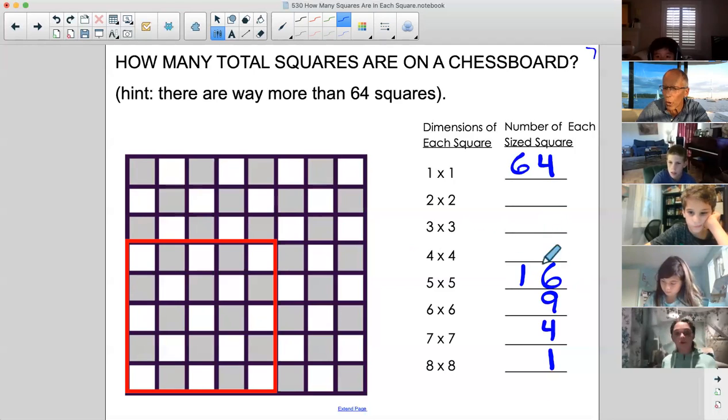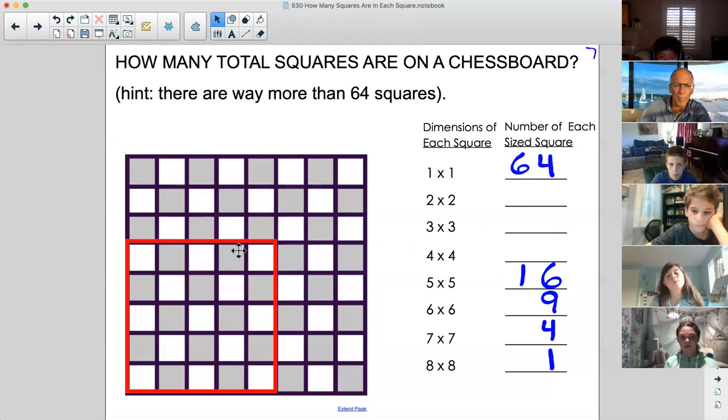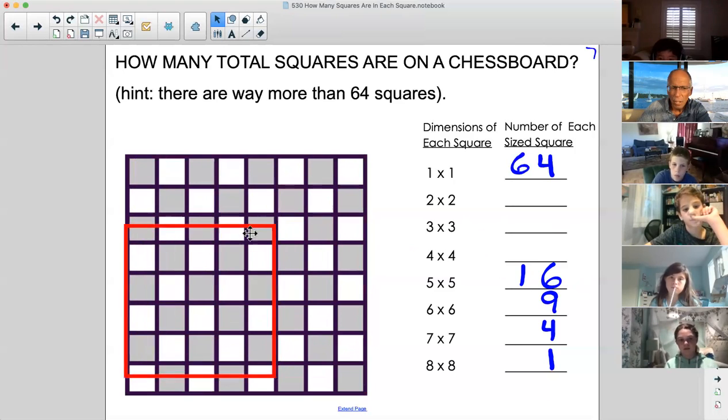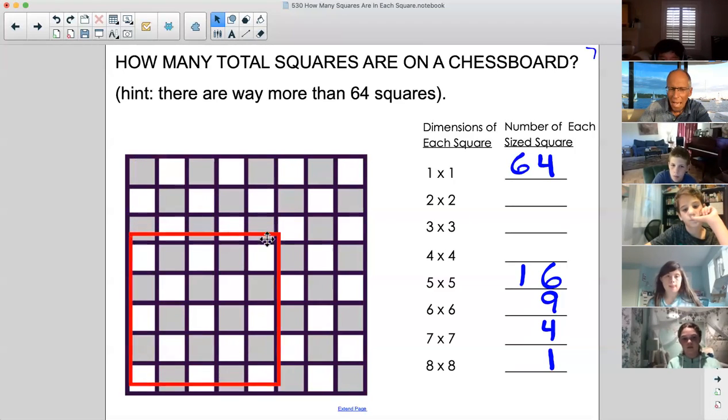Wait, but what if you move it to the right? Wait a minute. Ask that question again, please. What if you move it to the right? 1, 2, 3, 4 times 1, 2, 3, 4. Whatever you do, it's going to be 4, 8, 12, and then 16. It's a 4 by 4.